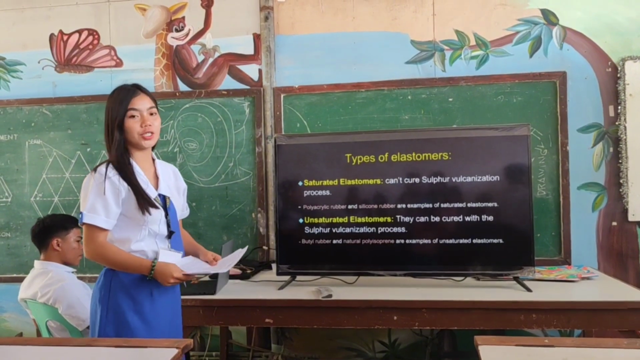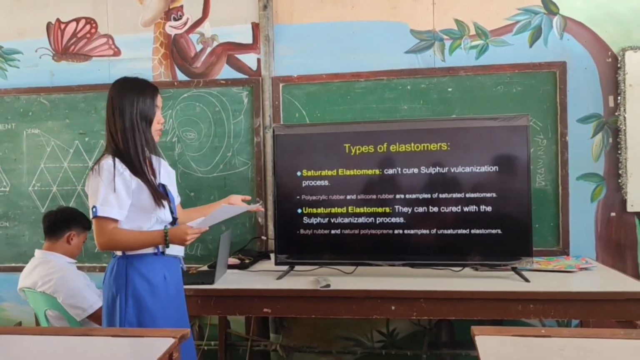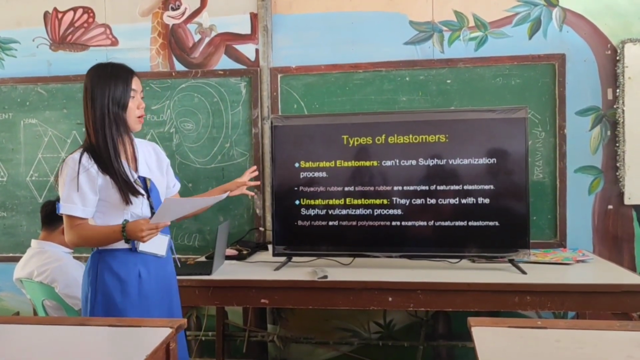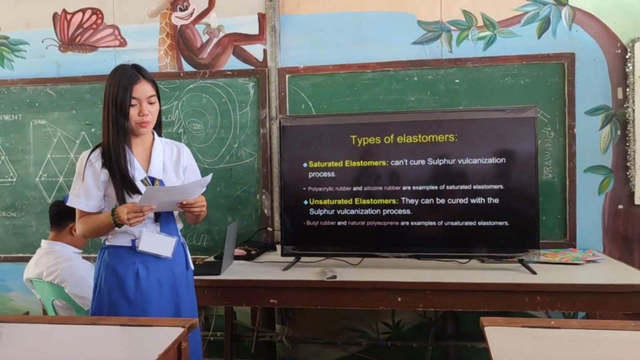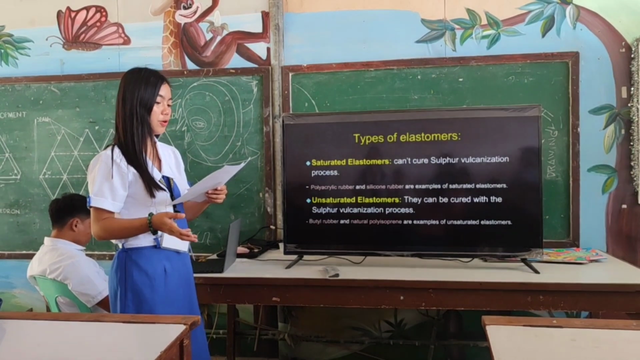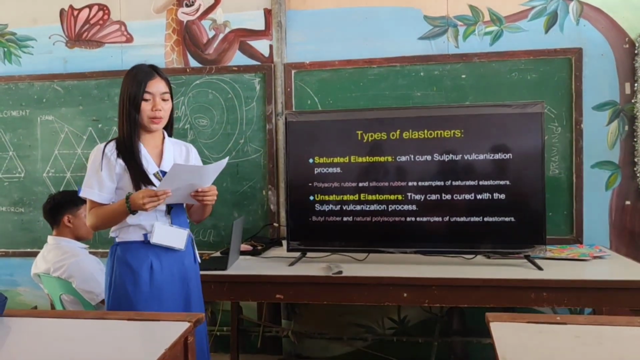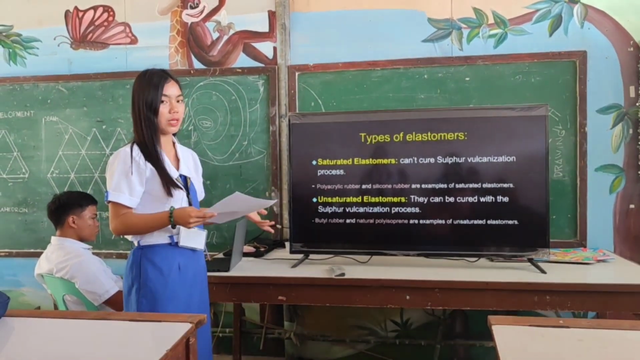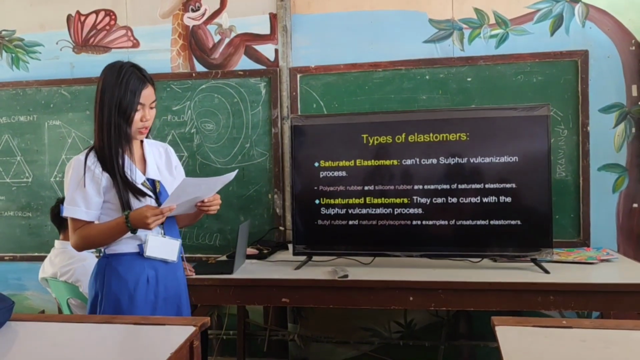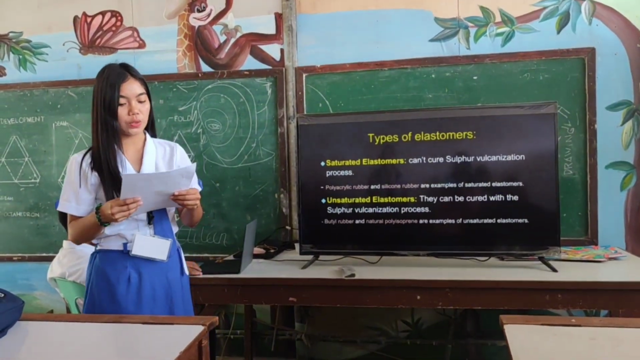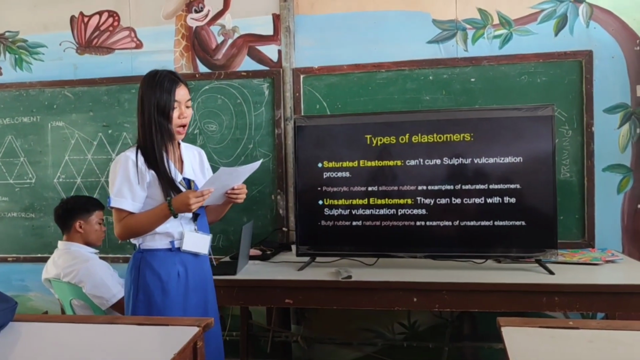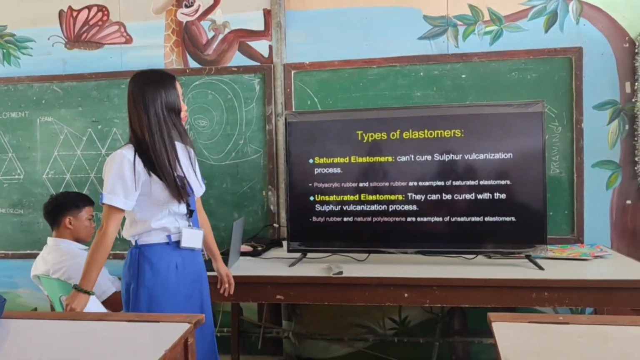Examples of saturated elastomers are polyacrylic rubber and silicone rubber. The polyacrylic rubber is a synthetic elastomer composed of acrylic monomers. These are usually prepared by emulsion or suspension polymerization. The silicone rubber is frequently used for many applications across many different industries.